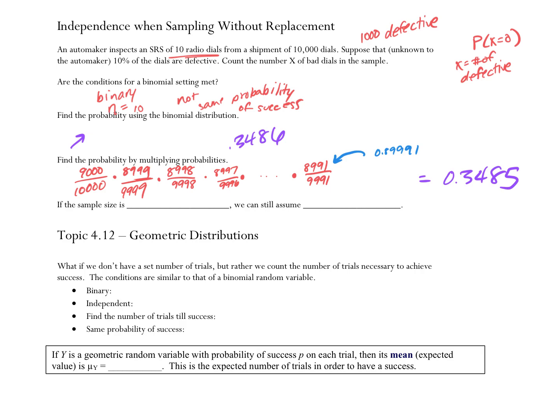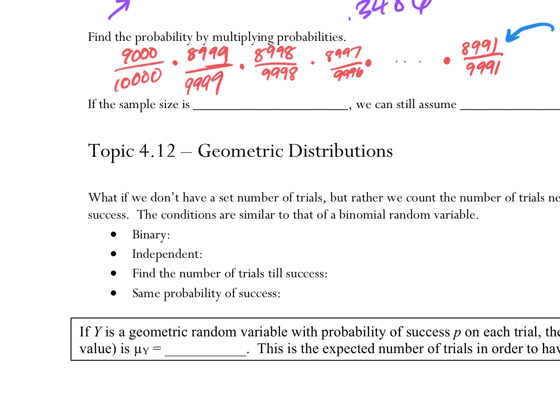Okay, so we typically say if the sample size is small enough, we can still assume independence. And the general rule of thumb for how small is small enough is if your sample size is less than 10% of your population. Then even if you're sampling without replacement, technically not independent, but close enough, we're not worried about it.